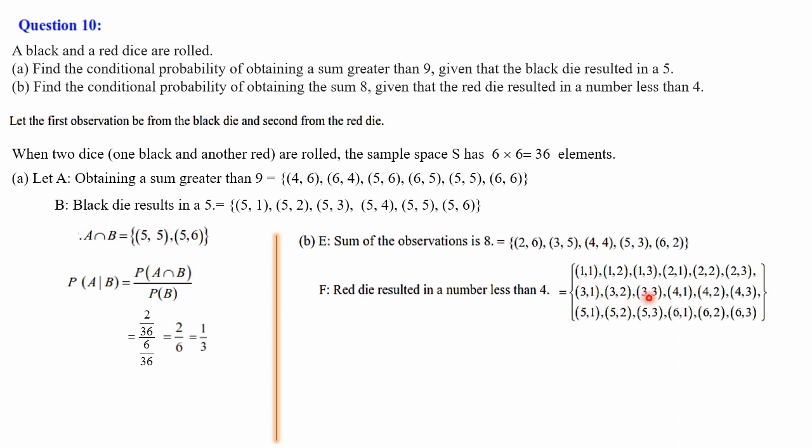(3,1), (3,2), (3,3). (4,1), (4,2), (4,3). (5,1), (5,2), (5,3). (6,1), (6,2), (6,3). So only the second elements can be considered and the first one can be anyone. So these are the elements.